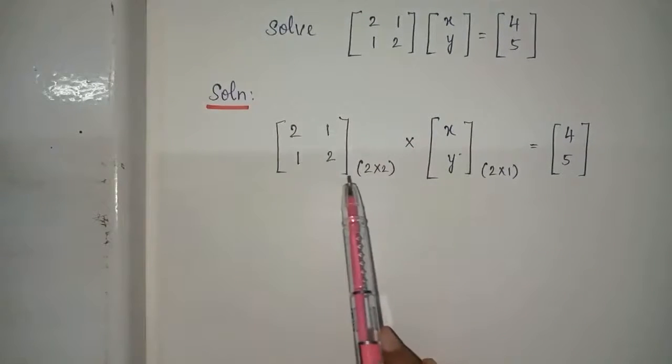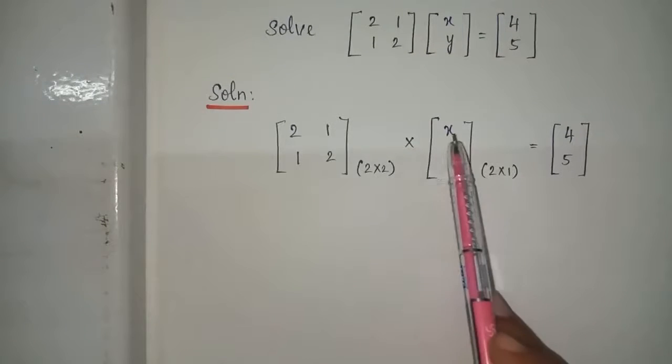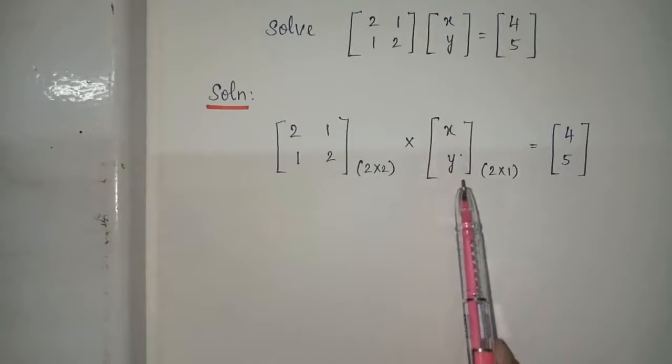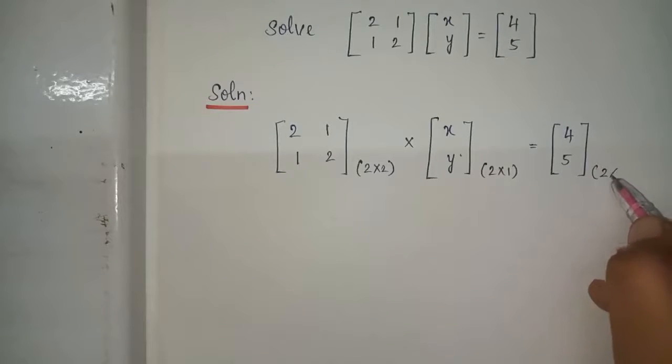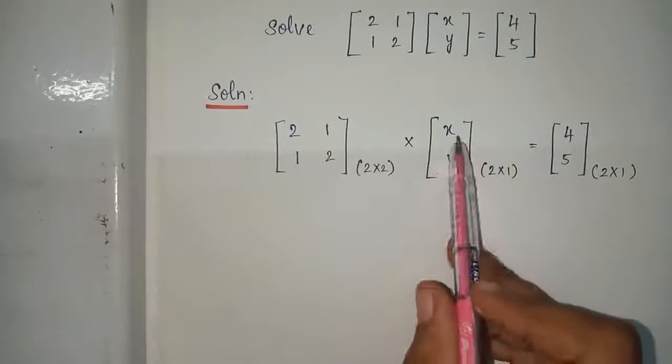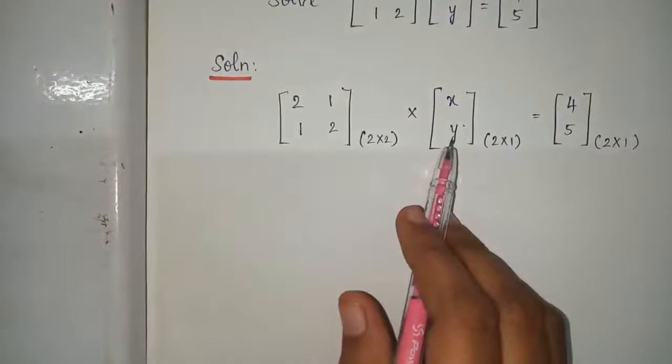So the order of this matrix is 2 cross 2 and the order of this matrix is 2 cross 1, because the number of rows is 2 and the number of columns is 1. Similarly, the order of the matrix is also 2 cross 1. You have to find the value of x and y. So the next step is you just do a matrix multiplication.